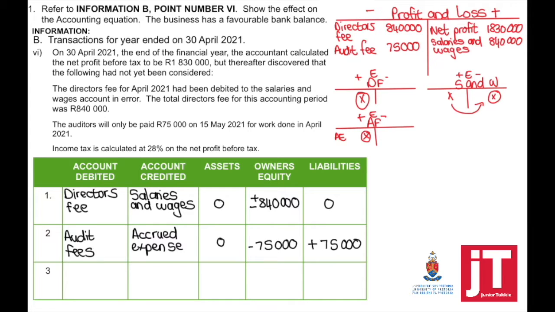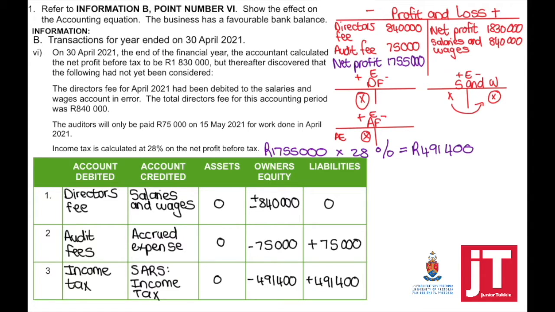The last one, income tax is now calculated at 28% on the net profit before tax, which means we now need to calculate first what is our correct net profit. So now I can go to the profit and loss account. The credit side minus the debit side means my new profit is 1,755,000 times 28%, and that equals my income tax for this year. So to show the income tax on the accounting equation, income tax is debited, it's an expense. SARS income tax is credited, owner's equity minus, liabilities plus.